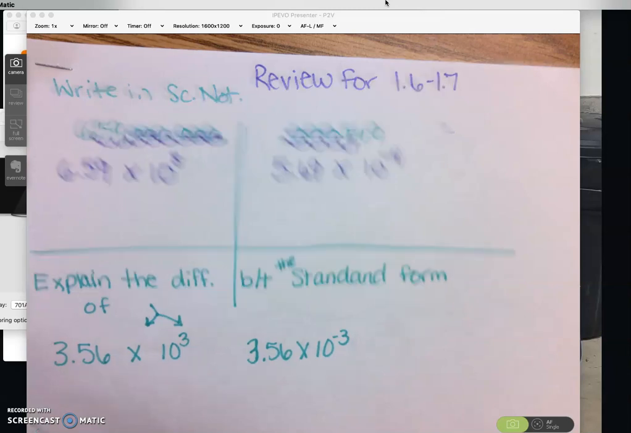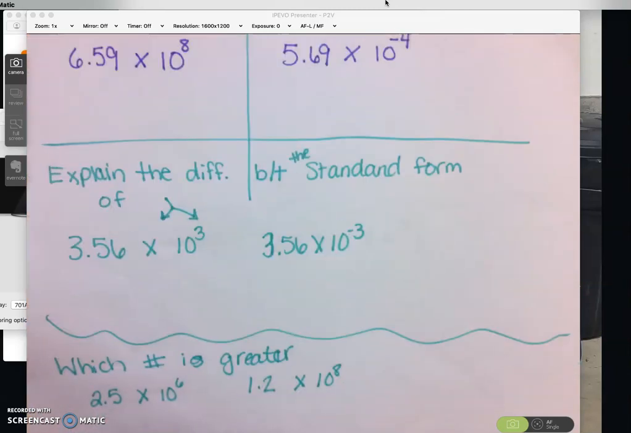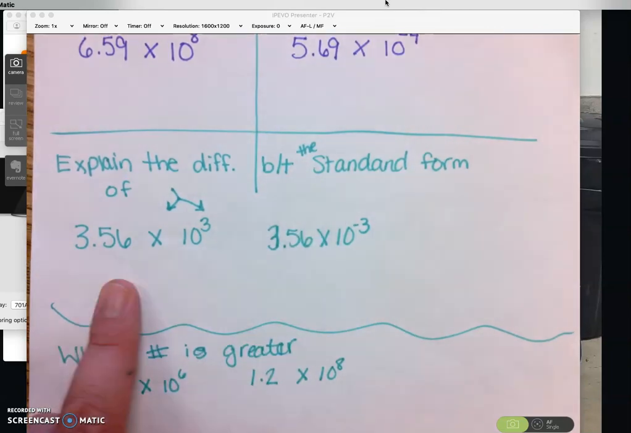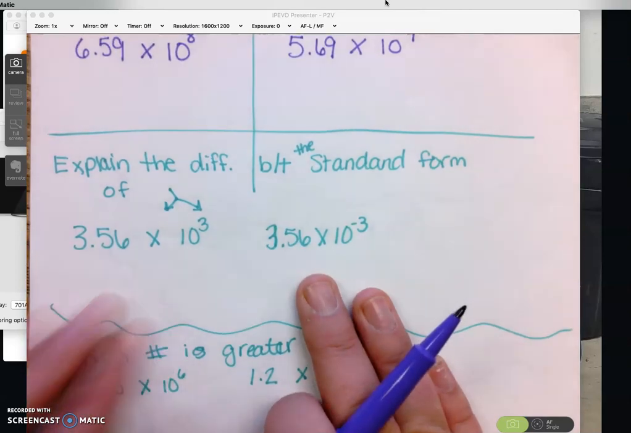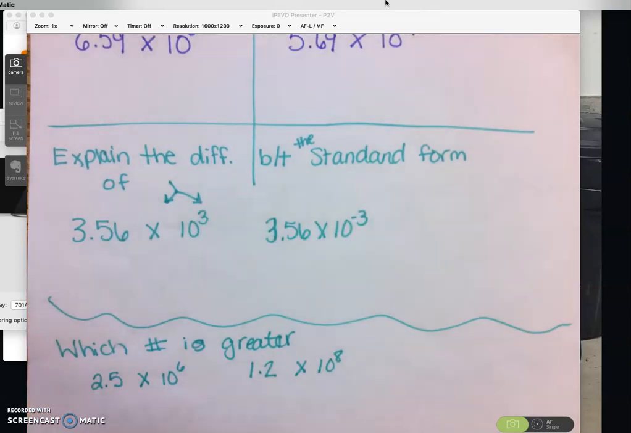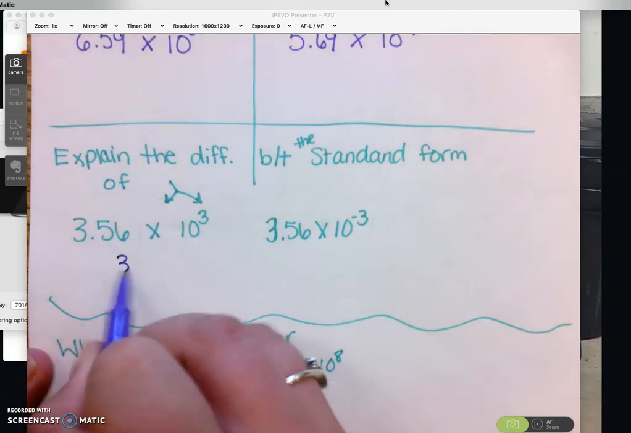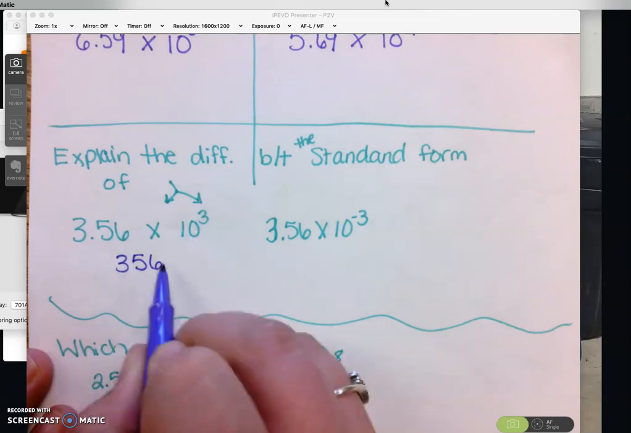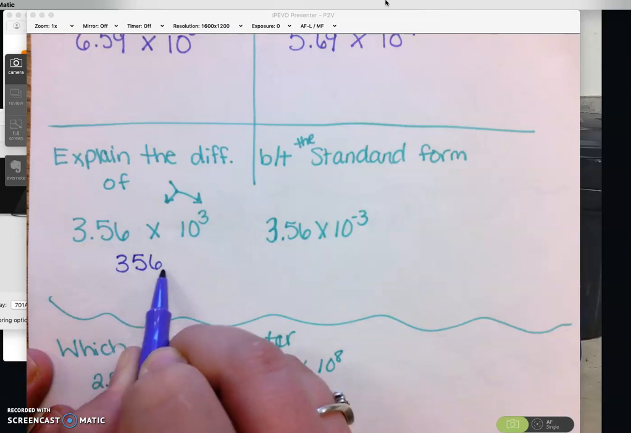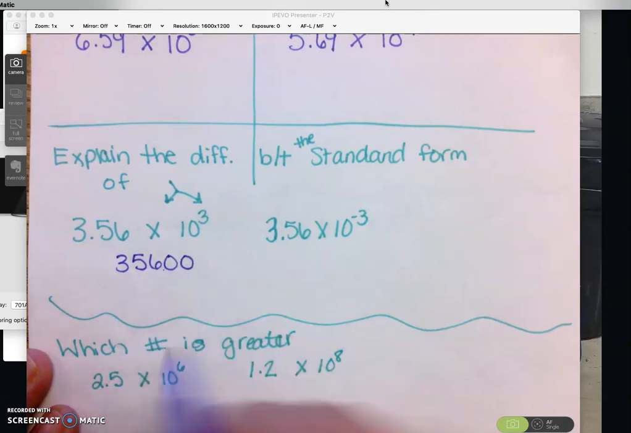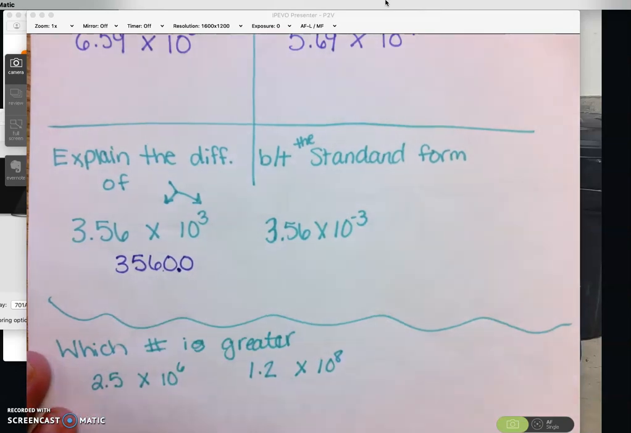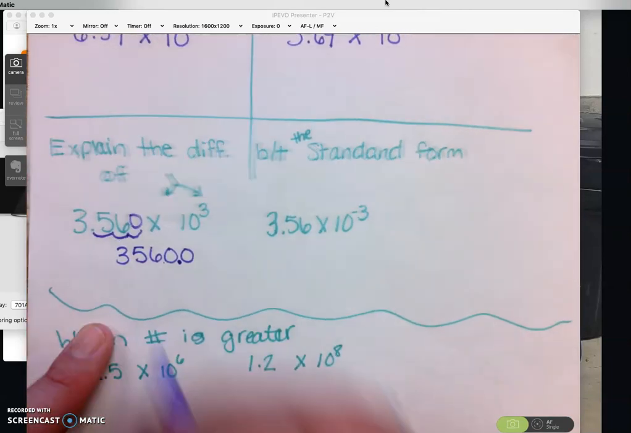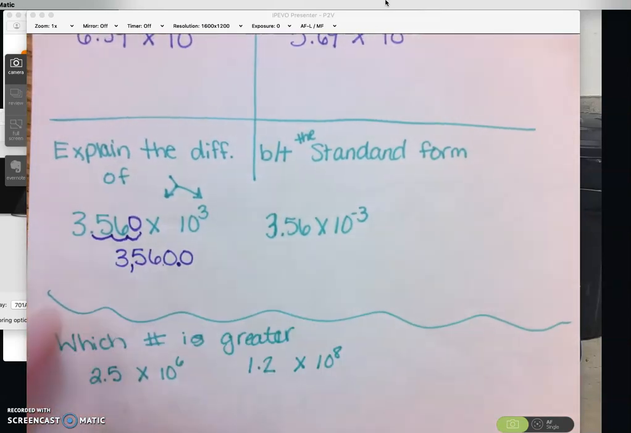Okay, the next one, you have to explain the difference between the standard form of these two numbers. So again, you'll want to write them in standard form to compare them. So first we're going to write them. So 3.56. We want to move it 3 times to the right. So my decimal is here. So 1, 2, 3. Oh, 1, 2, 3. So decimal goes here, correct? Yes. So 1, 2, and then we only had to add 1 zero. So we have 3,560.